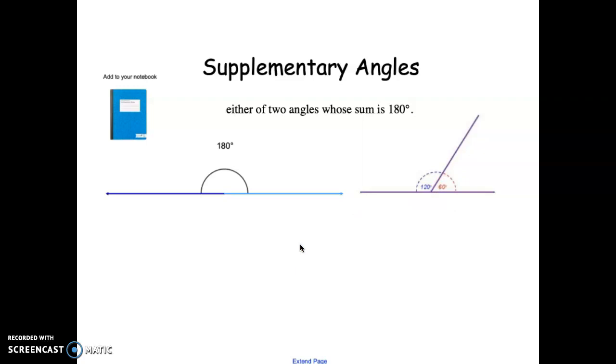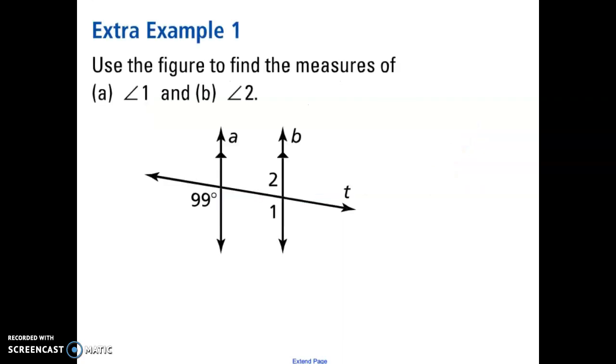Make sure you have supplementary angles copied in your notebook. Go ahead and pause me and go from there. All right, so let's take a look at this example. Now we're going to try to find the measures of angle 1 and angle 2. We have this measurement here. So pause the video, see what you can do. I've got answers on the next screen.